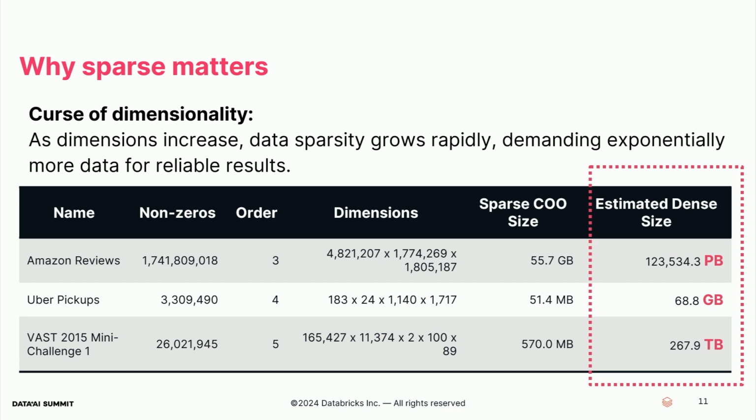However, we notice that with the sparse COO format, which is a sparse format for storage, the size is greatly reduced to 55 gigabytes. So to store the sparse tensor, we will first utilize COO.